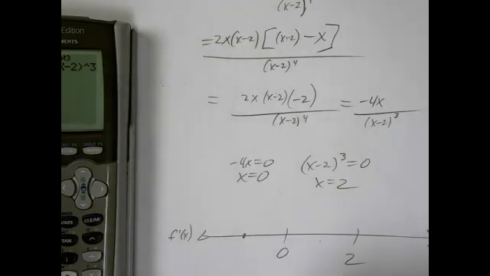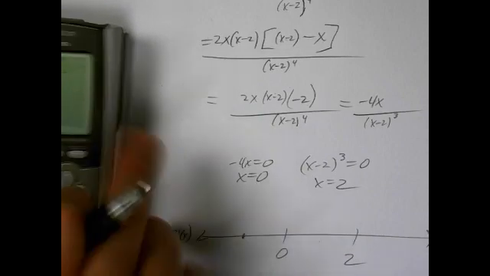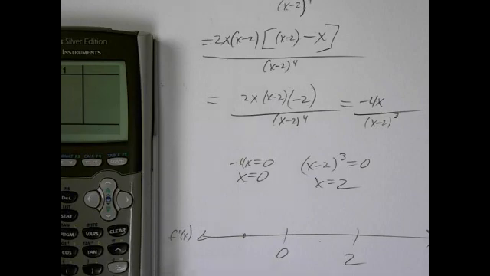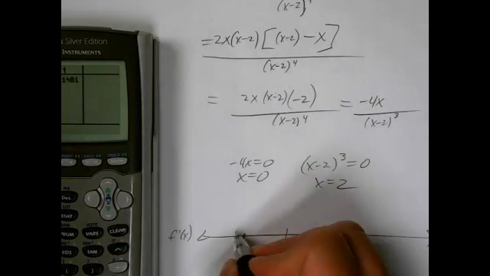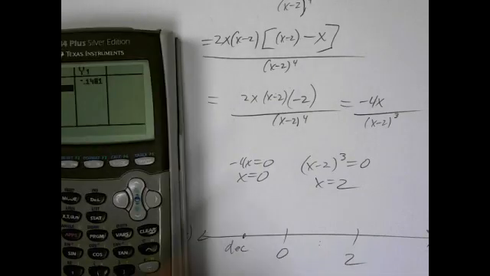I'm going to put in something like a negative 1. Oops, not there. I'll go to my table of values and put in a negative 1. And it's negative, which tells me that this function was decreasing. Put in a number in this interval, like a 1.